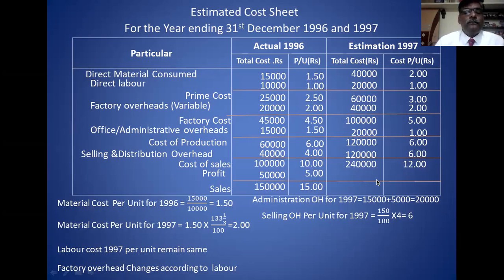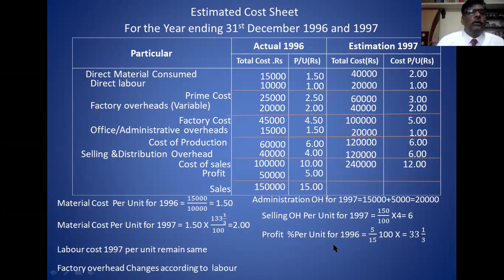Then the next point is regarding profit. They directed to maintain the same rate of profit. So first we calculate profit percent on sale for the year 1996. Profit percent per unit for 96. 5 rupees is the profit. Selling price is 15, into 100. You will get 33 integer 1 by 3 percent is the profit. This is the profit percent for the year 96.